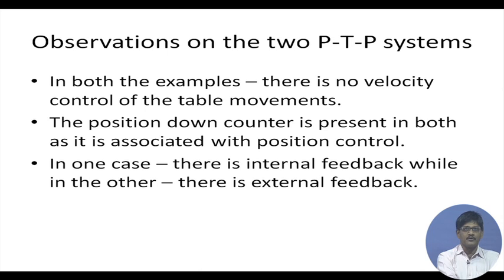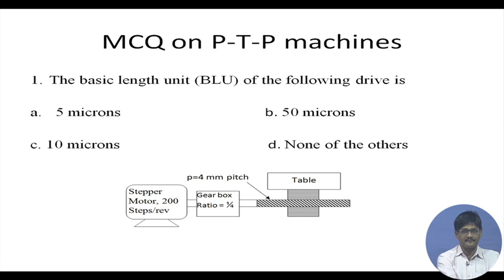So, in these two point-to-point systems, as we have observed, there is no velocity control. The position down counter is present in both, because it is associated with position control, and there is internal feedback in one case, while there is external feedback in the second case.